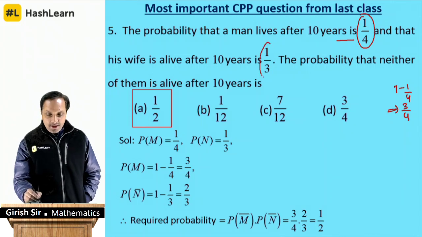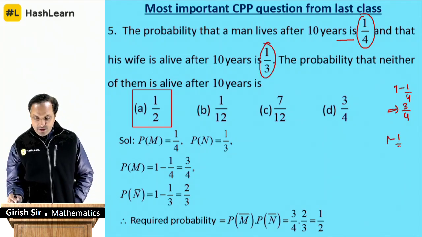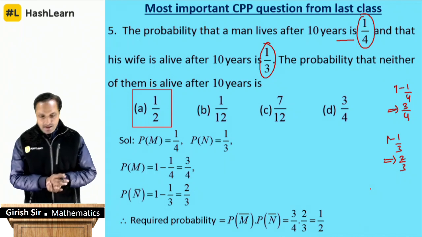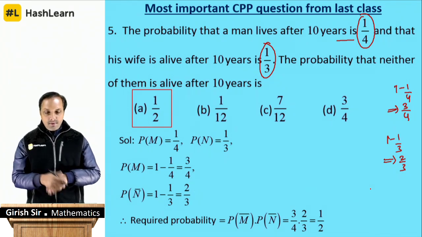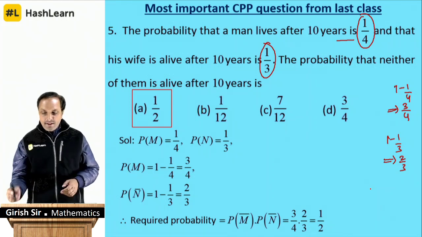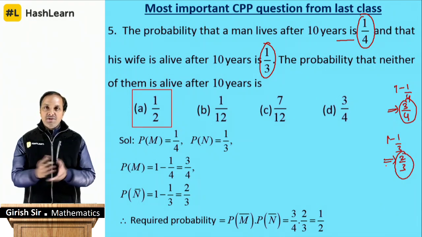Wife alive after 10 years is 1 out of 3. 1 minus 1 out of 3 is 2 out of 3. So what I am writing, I am just writing the opposite of that. After 10 years, 1 by 3 means living, alive. If it is not living, it will be the opposite, 3 by 4. Not living, the opposite is 2 by 3.